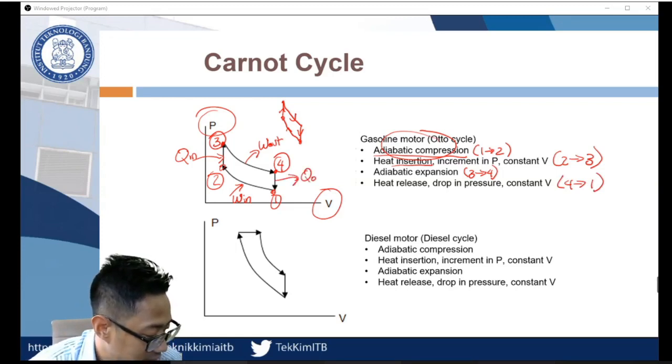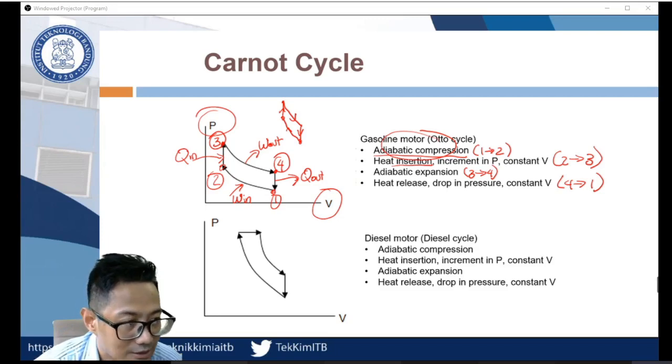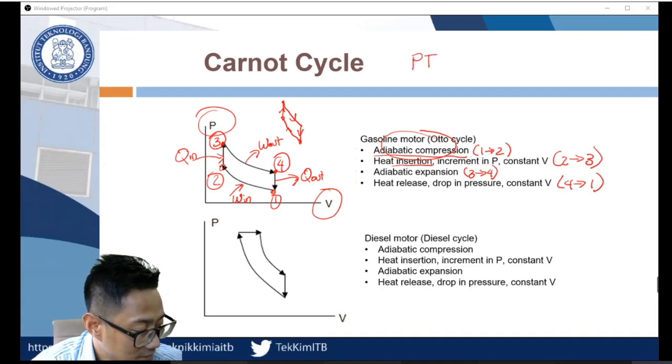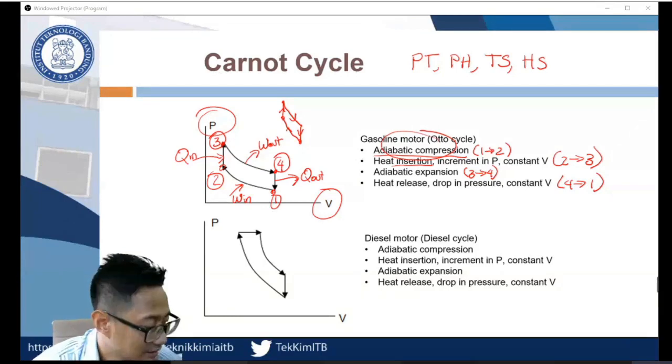Good. Okay. Please be aware because not only in the quiz, but during the exam, there will be a lot of questions regarding this. In fact, not only in the PV diagram, you should be able to draw in any kind of diagram like the PT diagram or PH diagram or in fact the TS diagram and HS diagram. The entropy we will discuss after this. S is entropy.